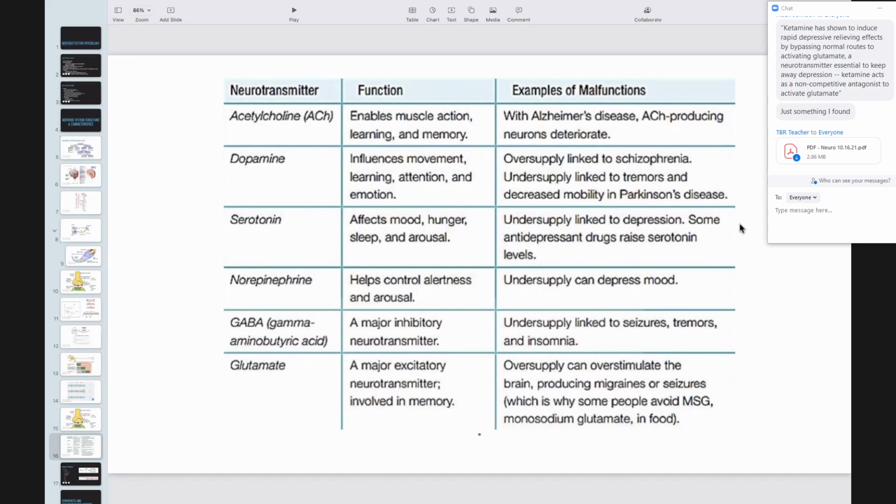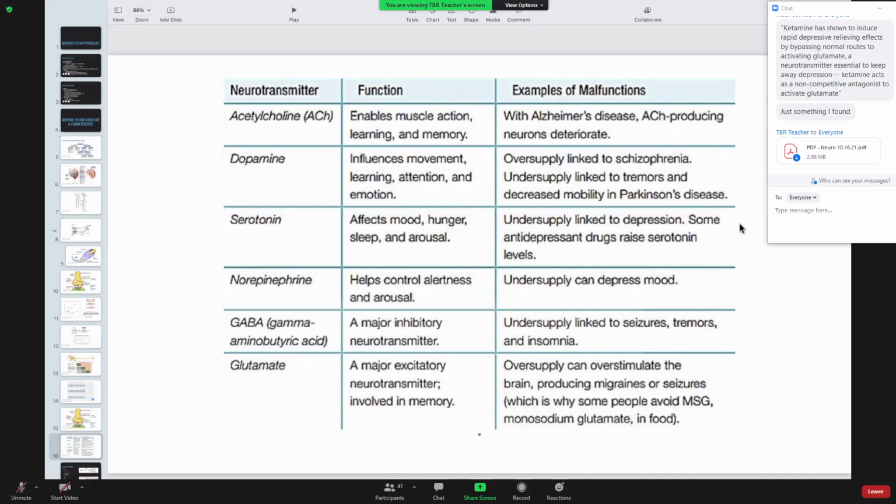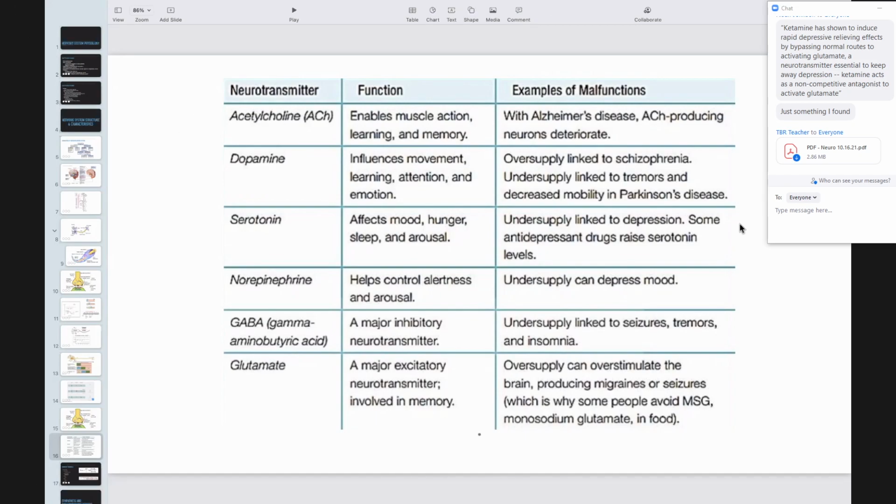And then the two that really only exist in the central nervous system, GABA and glutamate. Those aren't going to be in the peripheral nervous system. Those are just in your brain. GABA is the major inhibitory neurotransmitter, and glutamate is what ketamine is activating. It's an agonist. It's going to upregulate glutamate release. It is a stimulatory neurotransmitter. So those are all the neurotransmitters you need to know.